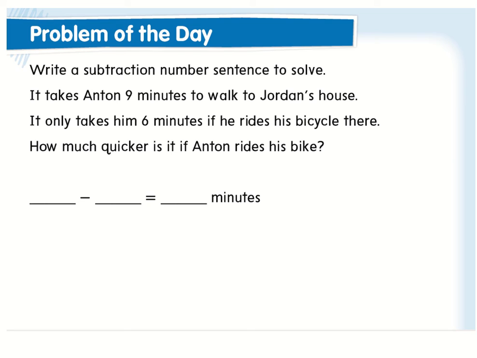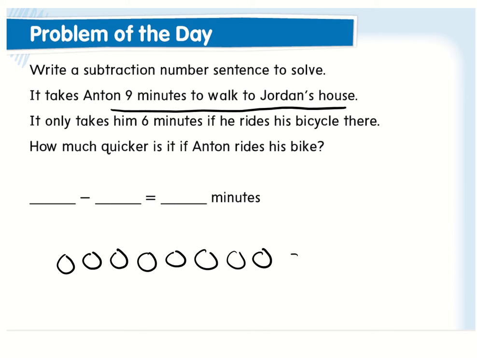Now, we're going to write a subtraction sentence today to start with the number 9. So the first one says it takes 9 minutes for Anton to walk to Jordan's house. So we're going to start with the number 9. 1, 2, 3, 4, 5, 6, 7, 8, and 9. It only takes him 6 minutes if he rides his bicycle there. How much quicker is it if Anton rides his bike?